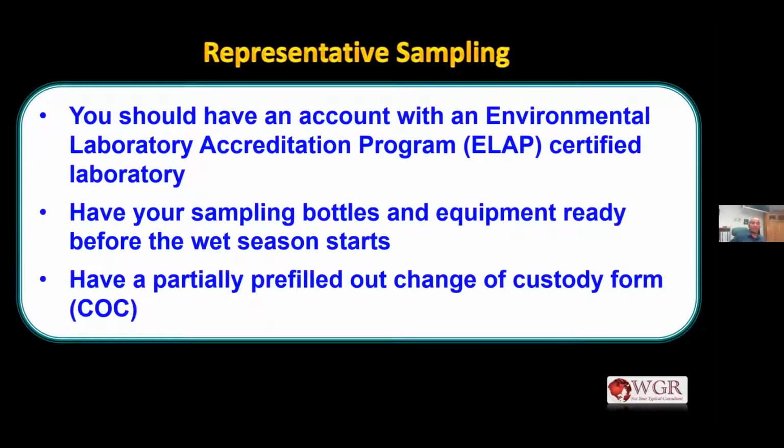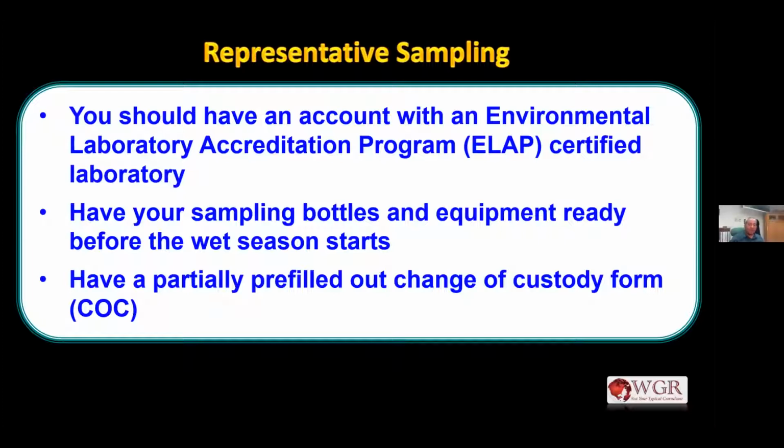You should have an account with an environmental lab. In other words, you should have a lab that's ELAP certified. It's an accreditation program that's designed to make sure that this lab has shown that it is able to produce accurate results. Have your sampling bottles and equipment ready before the wet season starts. So I would do it now because, at least in the Stockton area, we don't have any rain forecasted for the next couple of days. So if you don't have your sampling kits or sampling bottles together, I would definitely get them together as soon as possible.